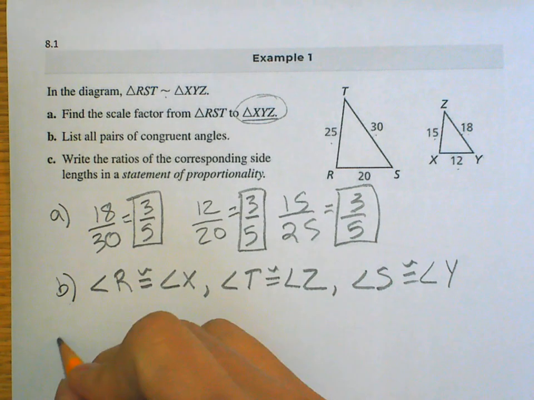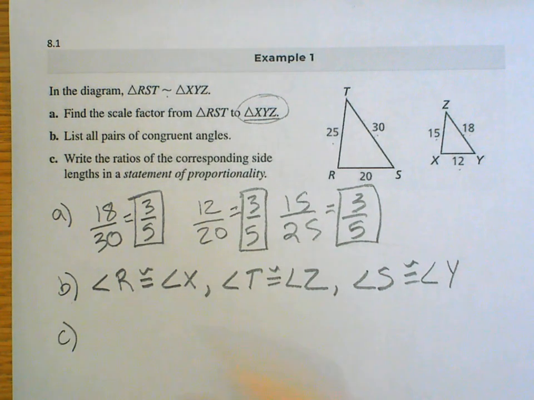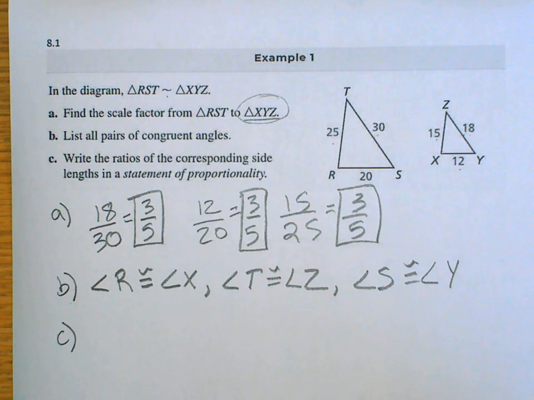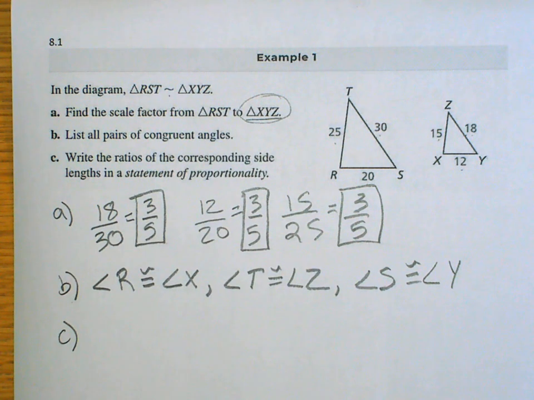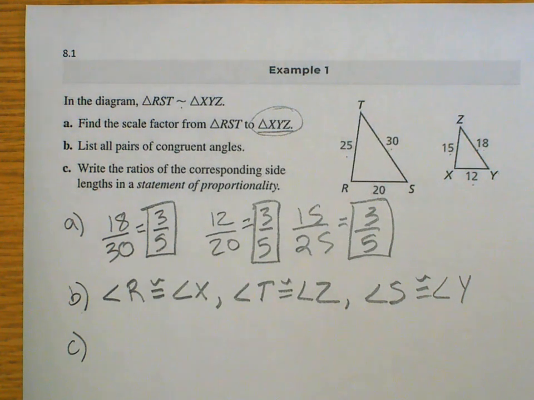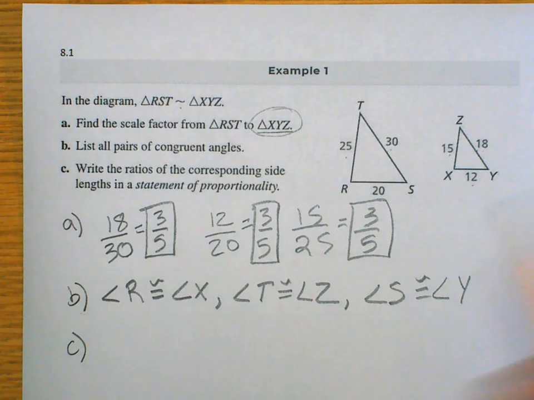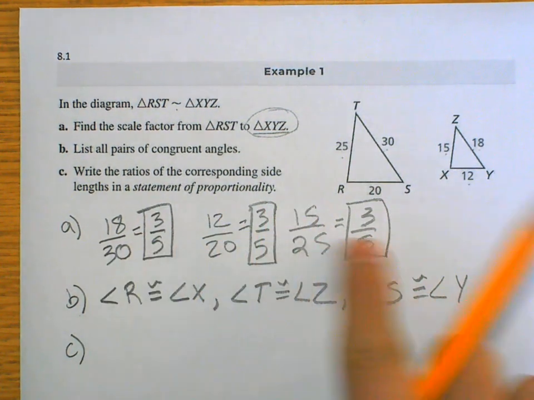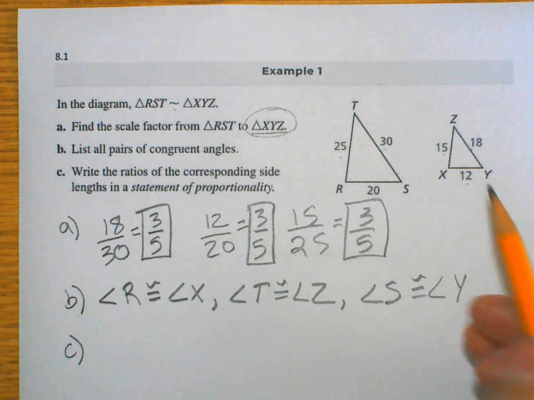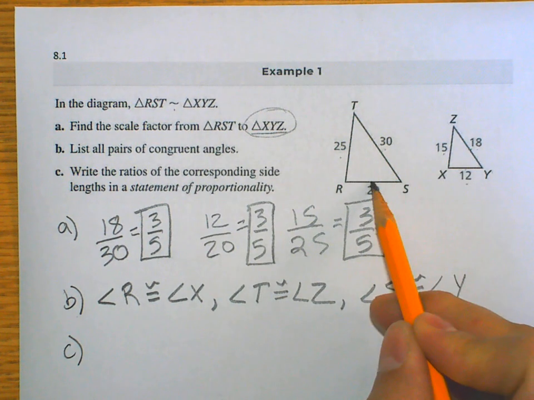Now, for the last part, it sounds like a very confusing question, but it really is not. It says, write the ratios of the corresponding side lengths in a statement of proportionality. So what we're going to do is write a statement of proportionality. The way this is going to work is we're going to set up our ratios, kind of similar to what we did here with the letters. So for example, XY corresponds to RS.